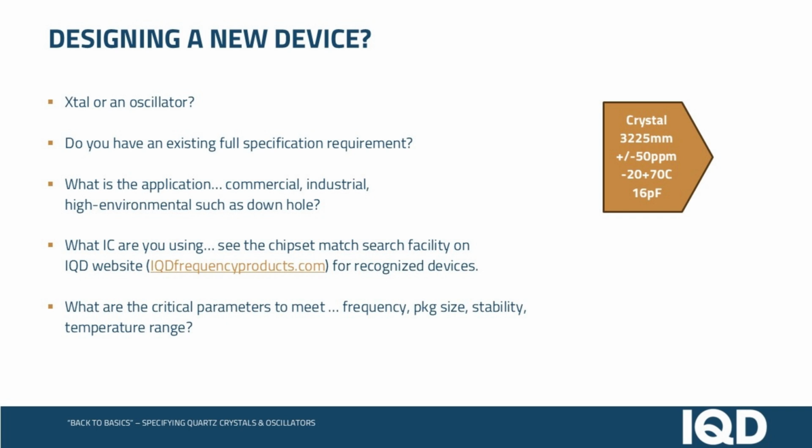Finally, what are the critical parameters you need to meet? Is it frequency? Is it package size? Is it stability? Is it temperature range? It may be a combination of all these, and sometimes some parameters have to be relaxed in order to accommodate other devices. But as part of our discussions, please come and talk to us about that.